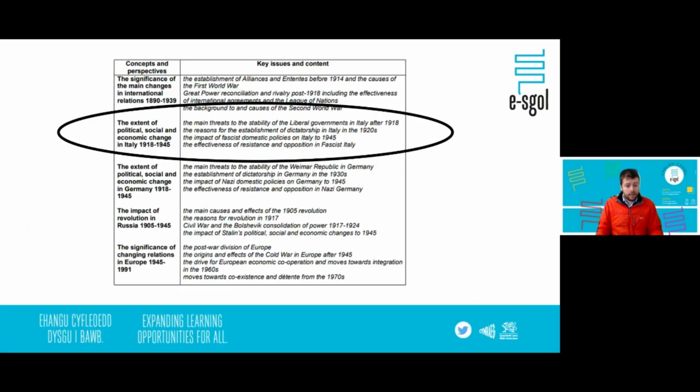So let's get started. This is the specification for Option 8, Europe in the, I just forgot the name of it, apologies. Anyway, Italy: the focus is the extent of political, social and economic change between 1918 and 1945. There are 4 main bullet points of content to cover: the main threats to the stability of a liberal government in Italy after 1918, reasons for the establishment of the dictatorship of Mussolini in Italy in the 1920s, the impact of fascist domestic policies on Italy, and the effectiveness of resistance and opposition in fascist Italy.